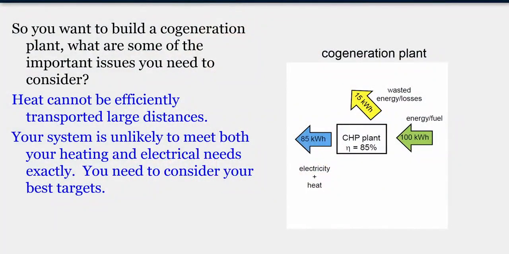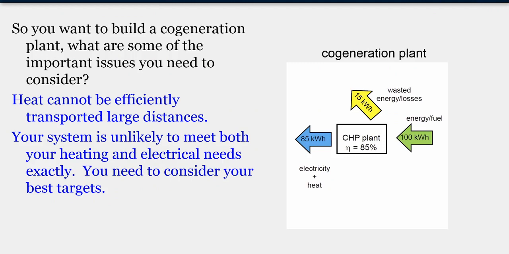It was a little bit of a cheat because what we did was redefine the efficiency to include heat transfer as a desirable output of our power plant. And we called those plants cogeneration plants or combined heat and power plants. So with those power plants, we had a couple of issues that we had to consider.